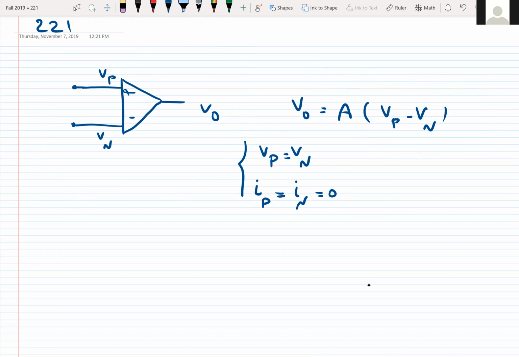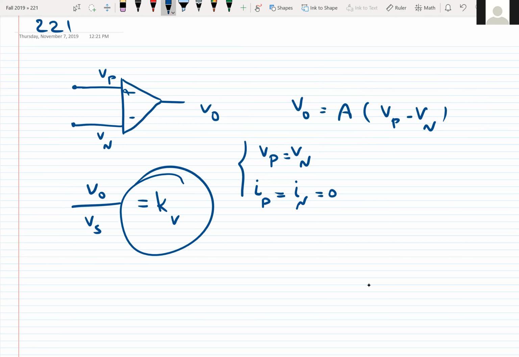When we calculate VO as a function of VS, VS could be like the difference voltage between VP and VN. So this value can be equal to a constant number, KV. So this KV is dependent on the resistors that we connected to this circuit. So we can easily manipulate this voltage gain, okay, and get the desired voltage gain that we're looking for.